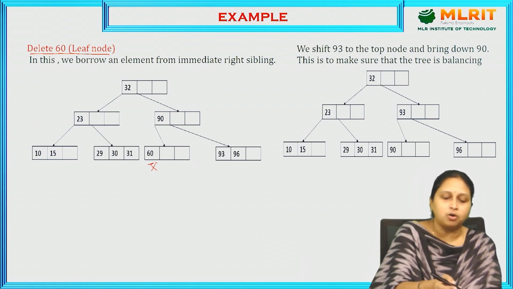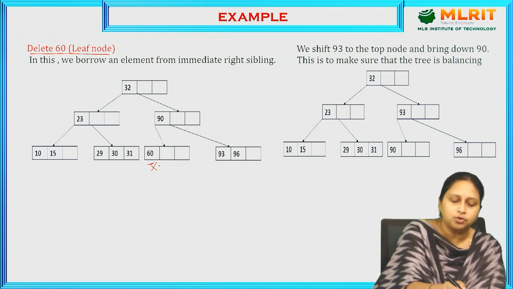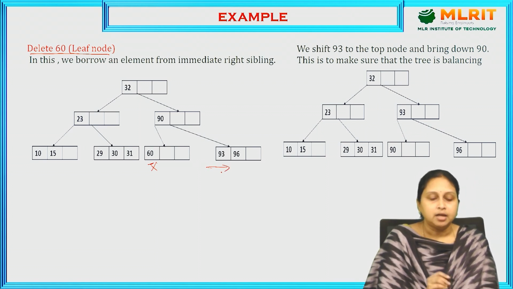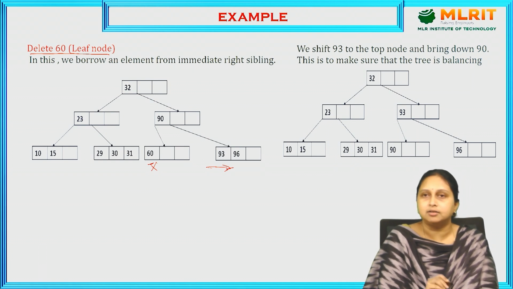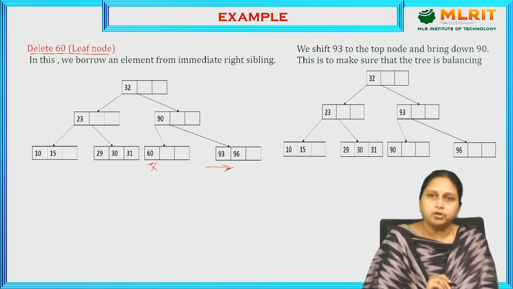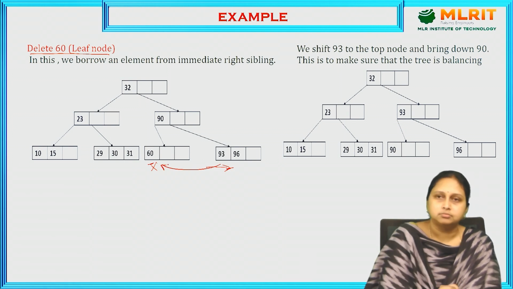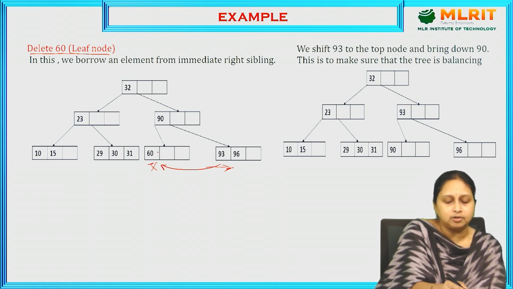We can either borrow from the left sibling or the right sibling. But here we don't have a left sibling for this tree, right? We have the right sibling. Because of that, we are going to borrow from the right sibling. When I borrow from the right sibling, can I directly borrow it to here? No. Why? Because if I borrow 93 here, I am deleting 60.